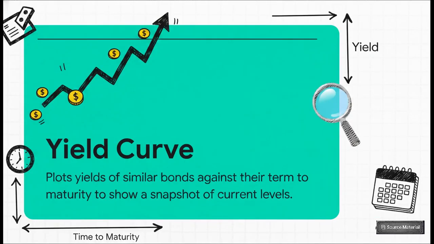So, what is it? Simply put, the yield curve is just a snapshot. It shows us the relationship between a bond's return, its yield, and how long it takes for that bond to actually mature. It basically groups together bonds of the exact same risk class, like government bonds, and plots out what they're paying investors today across different time horizons. It tells us exactly where the market's head is at right now.